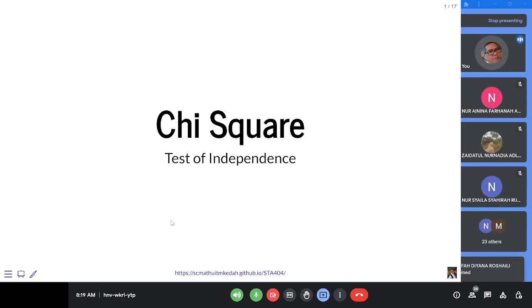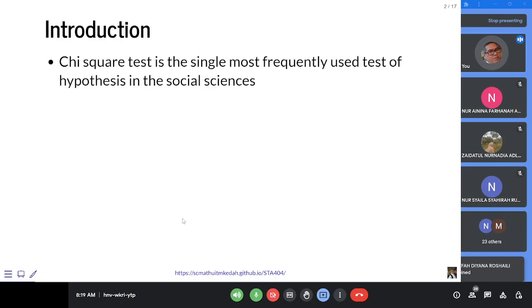Without further ado, let's continue with the topic of chi-square test of independence. What is chi-square test of independence? Chi-square test is the single most frequently used test of hypothesis in the social sciences. This is a common test used by social sciences people, because normally when they do research, they will be gathering information on count data.